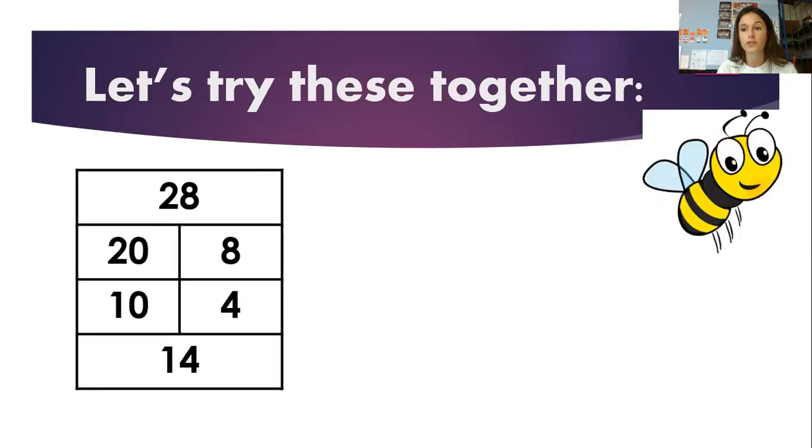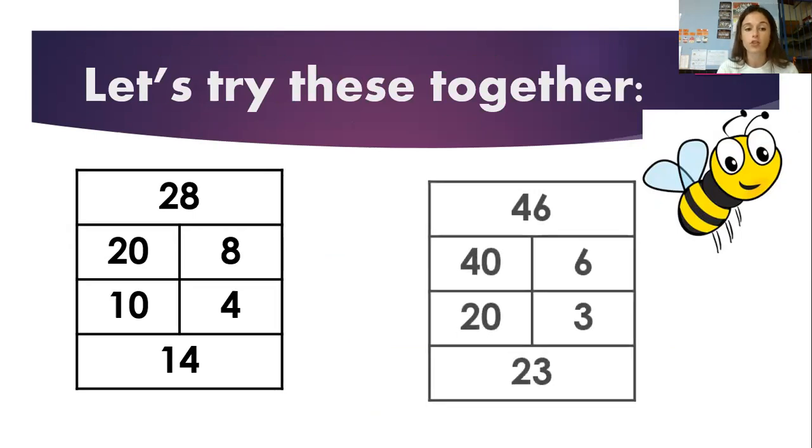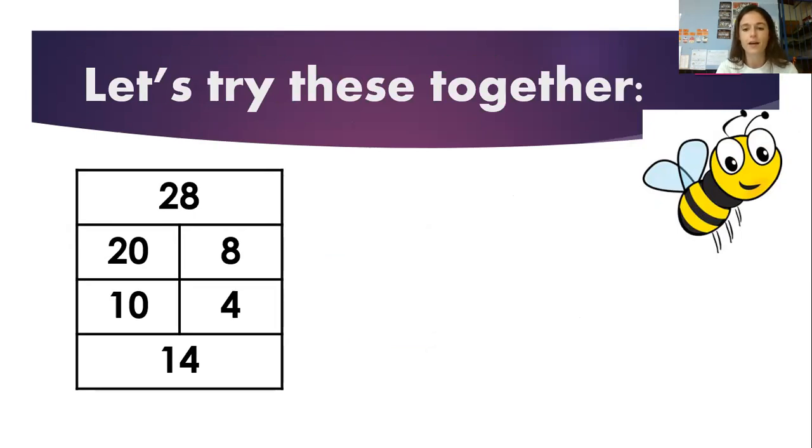Okay, we're going to do a few more examples together just so you can get the hang of it. Let's look at the number 28. Let's split 28 up into its tens and units. And 28 is split up into a 20 and an 8. Now we are going to half each part. Let's half 20. Half of 20 is 10. Let's half 8. Half of 8 is 4. And 10 plus 4 will give you 14.